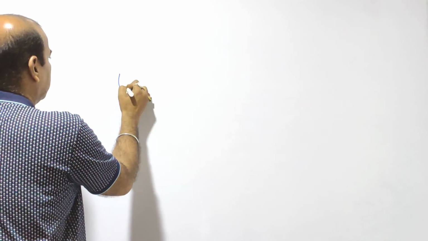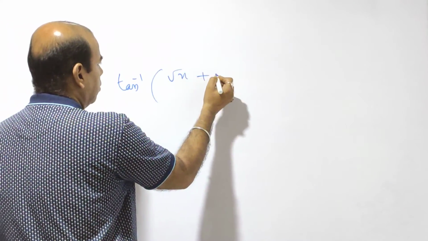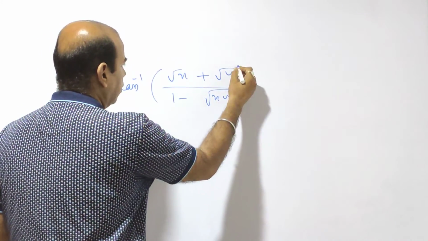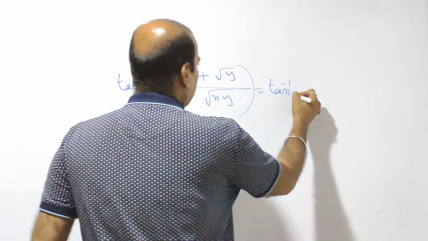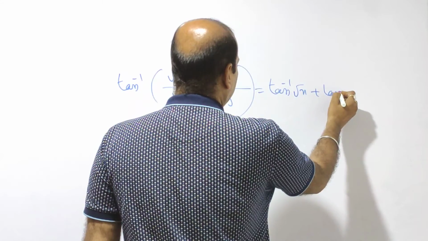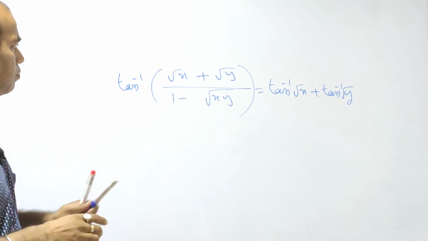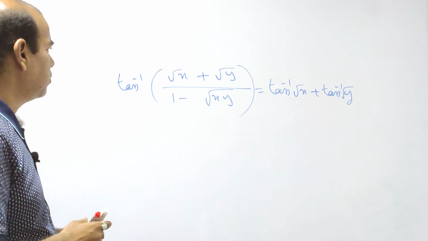Question is: tan inverse of (root x plus root y) by (1 minus root xy) equals tan inverse root x plus tan inverse root y. Now this is a simple question. It is a simple 1 mark type question.